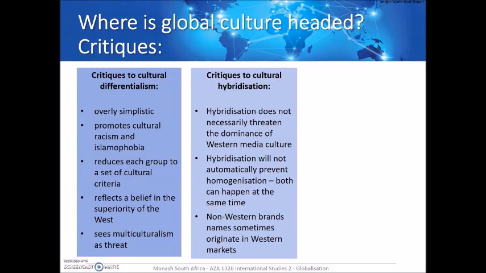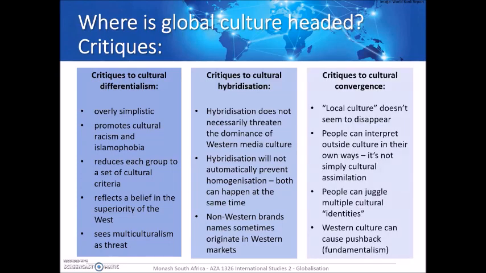Critiques of cultural hybridization are basically that it might be there, but it does not necessarily threaten the dominance of Western media culture. So it questions how much agency people really have and how much we are influenced and manipulated by Western media culture, right? It also argues that hybridization does not necessarily prevent us from moving towards a world culture, because both could happen at the same time. It also argues that many big non-Western brands have actually originated in Western markets sometimes. So the idea of really being a hybridization is questioned, right?